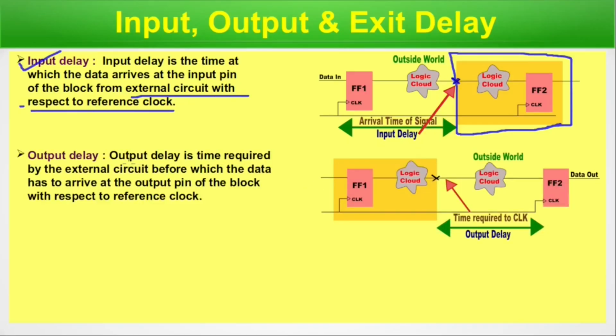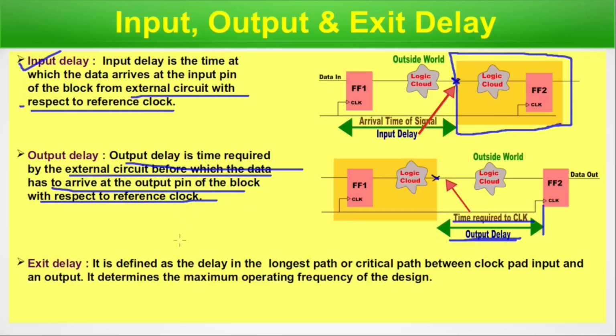Next is output delay. Output delay is the time required by the external circuit, before which the data has to arrive at the output pin of the block with respect to the reference clock. From this system, the signal leaves from this point and goes to this output point. That time required to go to that point is basically the output delay.